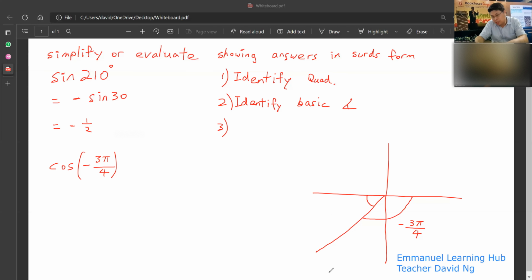You need to identify the basic angle. The basic angle will be pi minus 3 pi over 4. Pi is 4 pi over 4, and 4 pi over 4 minus 3 pi over 4 is pi over 4. So your basic angle is pi over 4. And you identified the third quadrant already, right?